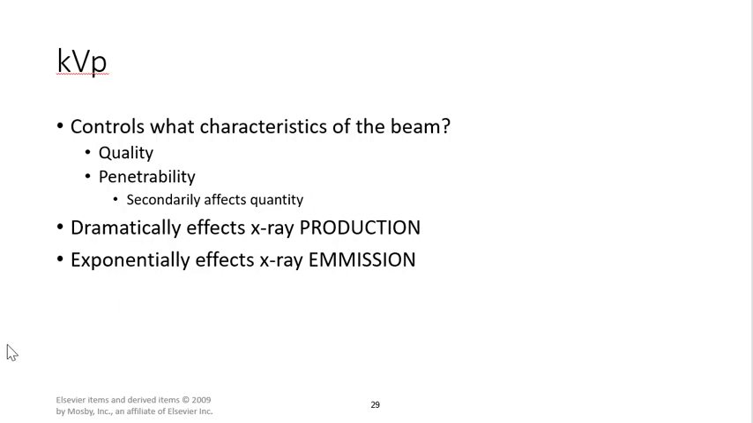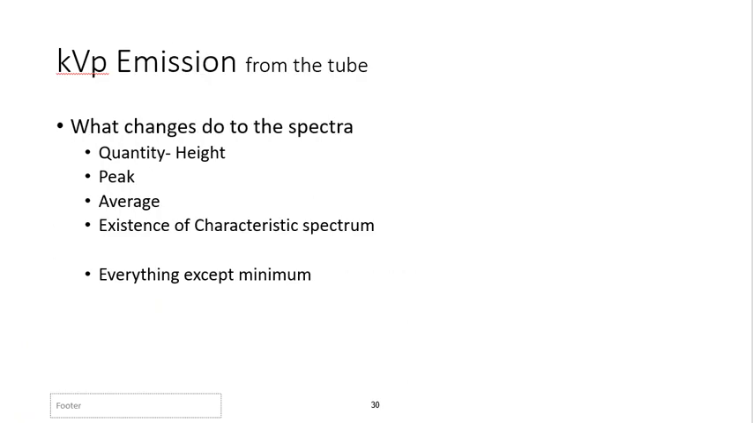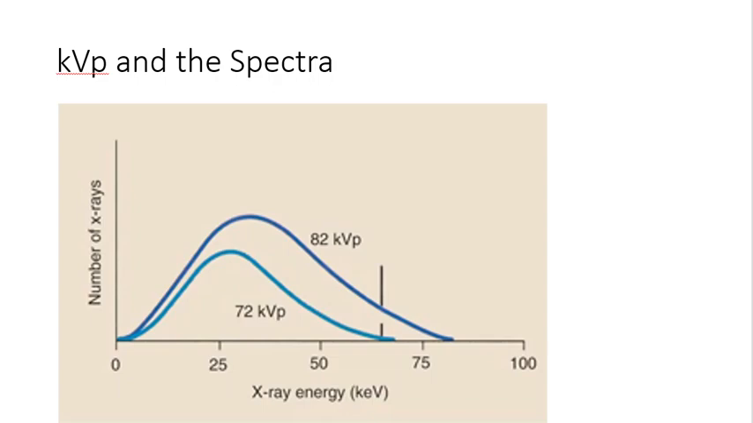So it dramatically affects X-ray production as kVp goes up. If nothing else changes, then the number of X-rays we create goes up, and it becomes even more dramatic in the emission itself. So what does it do? On the bremsstrahlung spectrum, it changes the height because it does affect quantity, and this is assuming that we've got an increase in kVp. It increases the peak, it increases the average, and it determines whether or not we've got a characteristic spectrum. So it controls everything except for the minimum. Again, the minimum has everything to do with filtration.